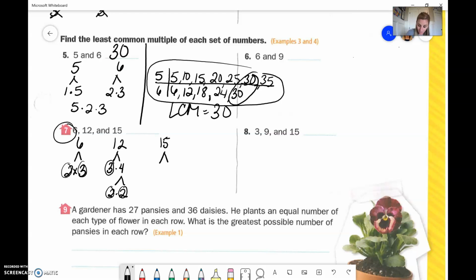So let's do 15. Well, that's easy. 3 times 5. 3 is prime. 5 is prime. We're done. Okay, so now let's take a look at these. Do they have any number that is the same throughout all of them? I see a 3 here, I see a 3 here, and I see a 3 here. So that is one 3 that I'm going to put there. That one's done, that one's done, that one's done.